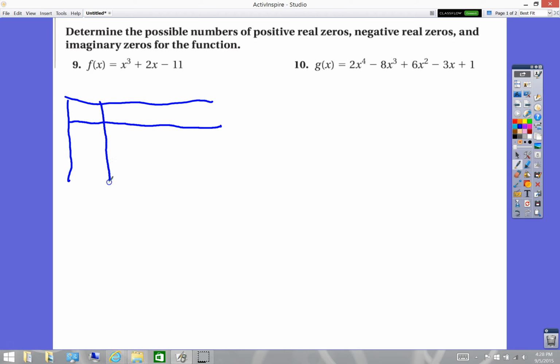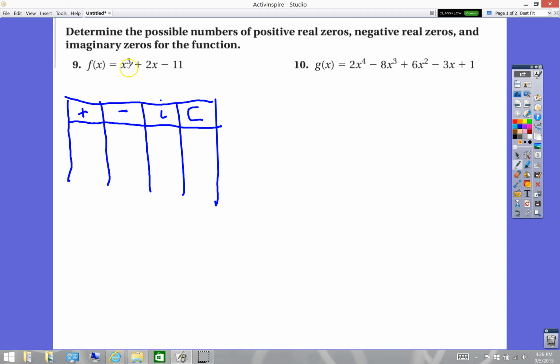And I know I need 4 columns. I really don't know how many rows that I've got. But this is going to be our positive real zeros. This is going to be our negative real zeros. This is going to be our imaginary, which means I. And the total are complex, C.